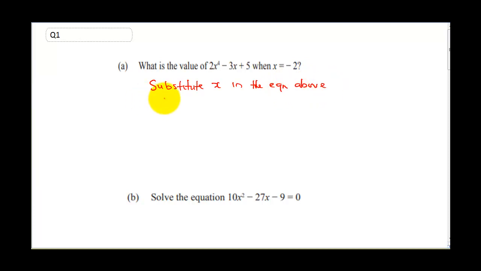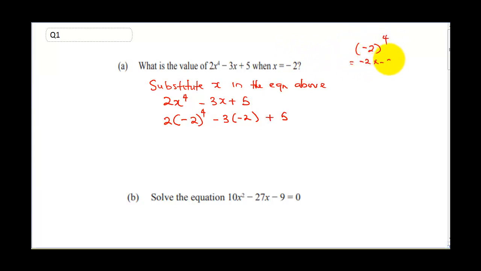So our equation says 2x to the power 4 minus 3x plus 5. We are trying to get the value when x is minus 2. So this is going to be 2 times (minus 2) to the power 4, minus 3 times x, which is minus 2 here, plus 5. One thing you need to understand is that (minus 2) to the power 4 is the same thing as minus 2 times minus 2 times minus 2 times minus 2.